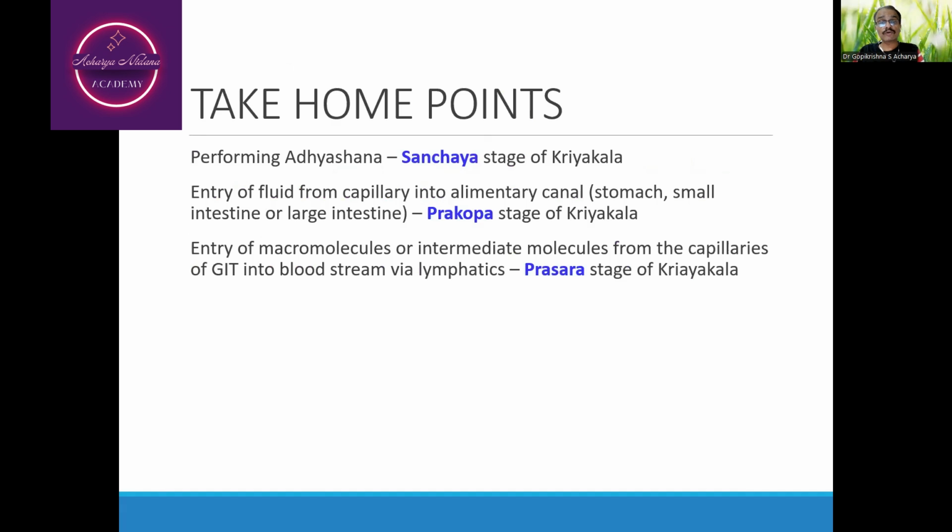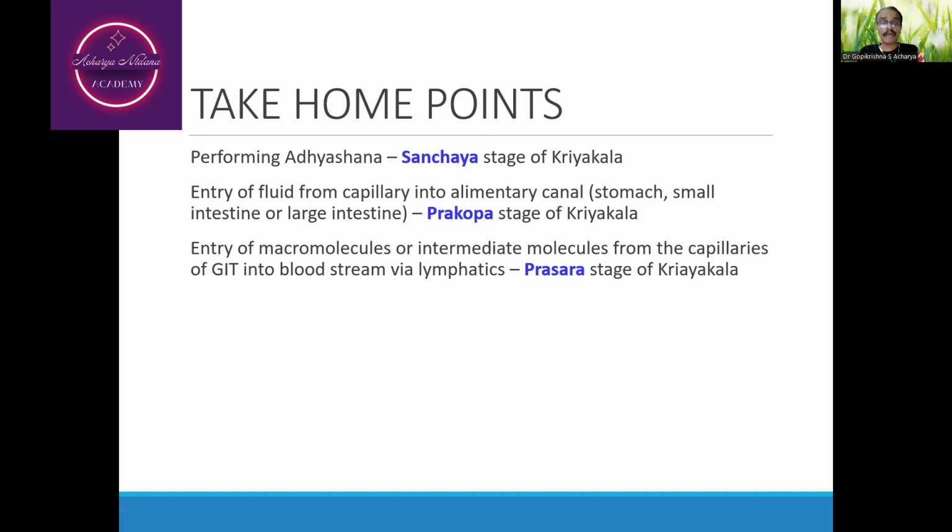Take home messages from today's discussion. When you think in terms of Kriyakala, performing Adhyashana can be considered under the Sanchaya stage of Kriyakala. Entry of fluid from the capillaries of the stomach into the alimentary canal, or from the capillaries of the small intestine into the alimentary canal, or from the capillaries of the large intestine into the alimentary canal, can be considered under the Prakopa stage of Kriyakala.